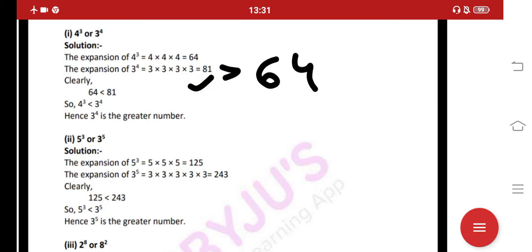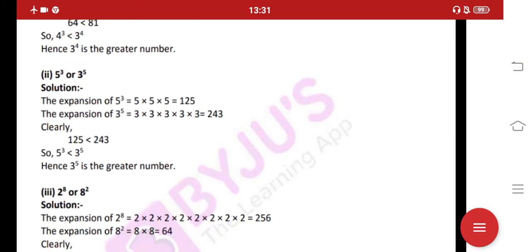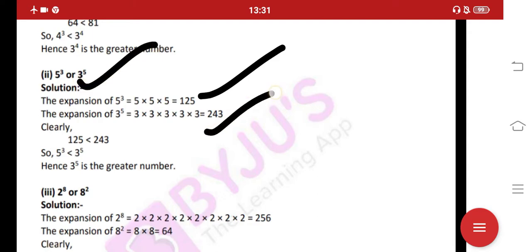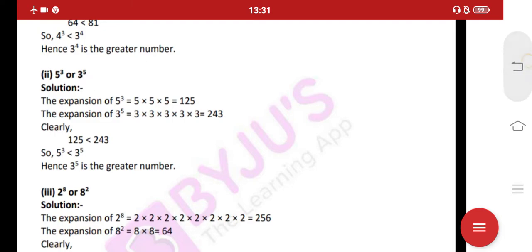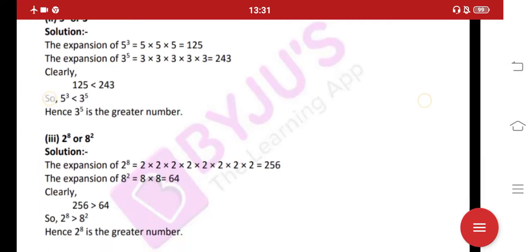And 81 is which power? 81 is the power of 3 to the power 4. It means 3 to the power 4 is greater than 4 to the power 3. Okay. Here also one more question is given. 5 to the power 3 means 5 multiplied 3 times, which gives us 125. And 3 multiplied 5 times gives us 243. Here we can see 243 is greater than 125, which means 3 to the power 5 is greater than 5 to the power 3. Likewise, you can solve the further options.